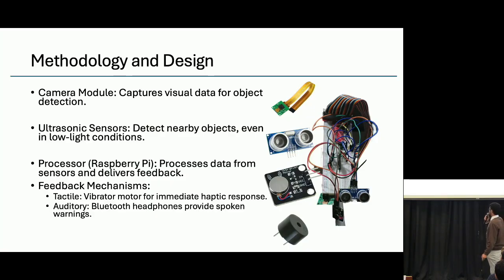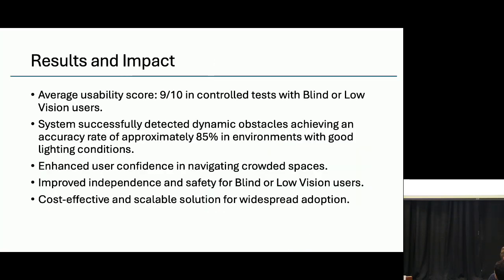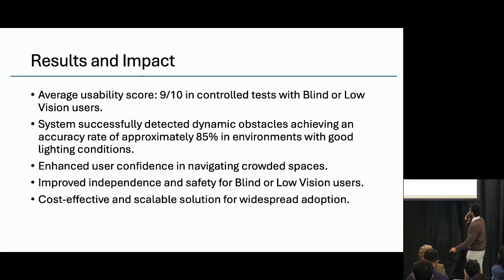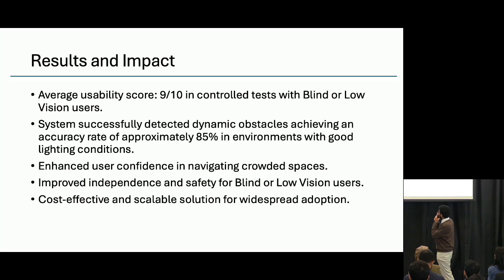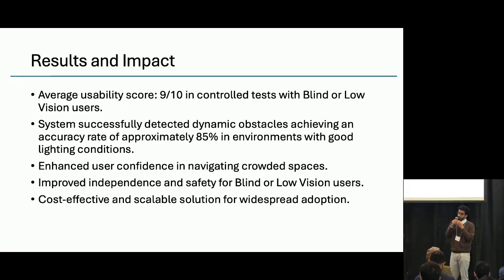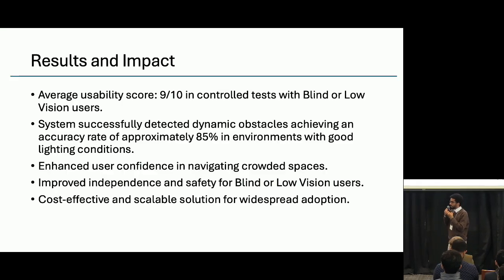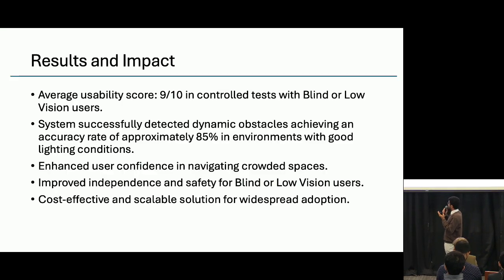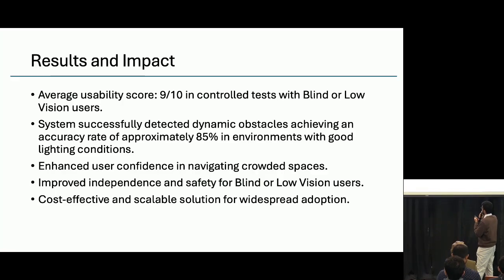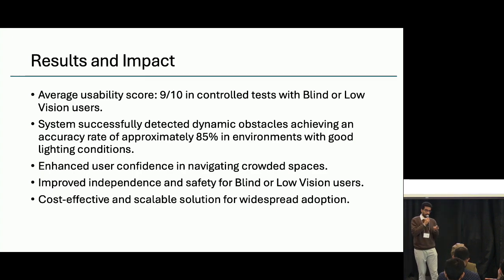Okay, results. According to my paper, which is going to be published soon, the average usability score is 9 out of 10. How did I get that? I compared many papers, looked at the results of the other papers and mine, and I got 9 out of 10. The other result is an 85% accuracy rate on the object detection system. The camera can identify the object or obstacle in front of it with an accuracy of 85%, and for our prototype, it's quite good.